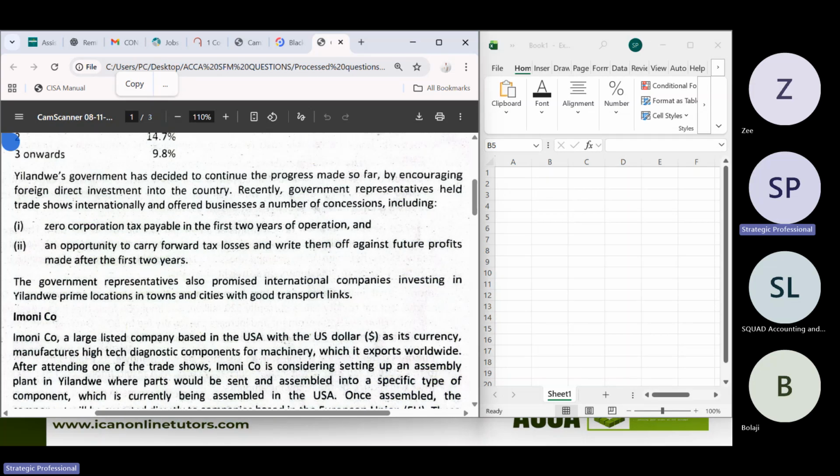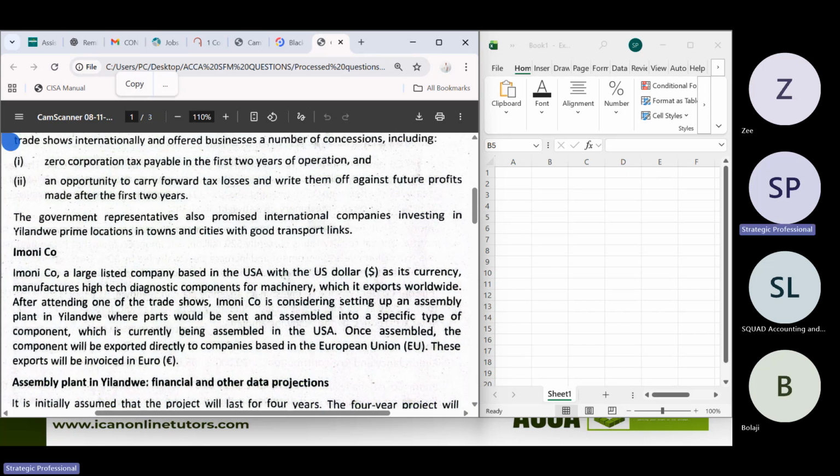It means that if in the first year you make a loss, and let's say in the third year you make a profit, we are going to allow you to reduce your profit by your loss, and they will not tax it, meaning that you are going to be paying a reduced tax amount because we are going to offset your losses in the earlier years. The government representative also promised international companies investing in prime locations in towns and cities with good transport links.